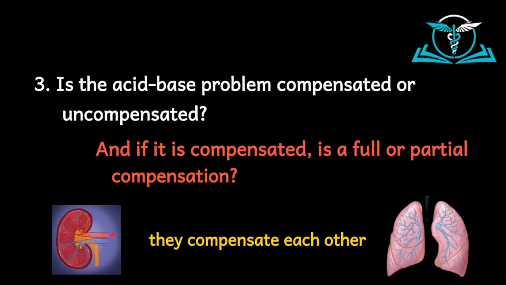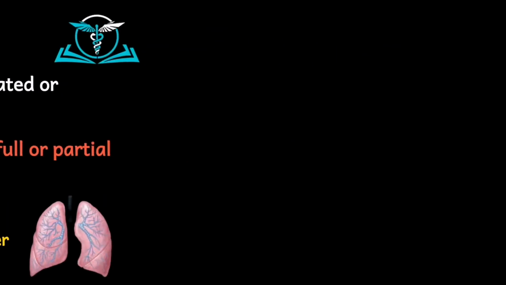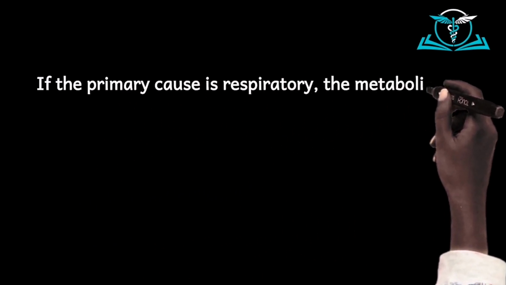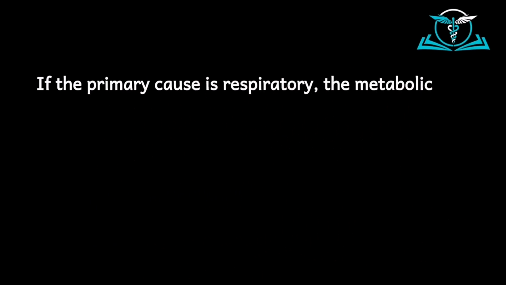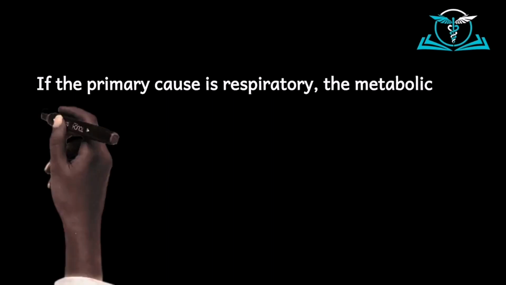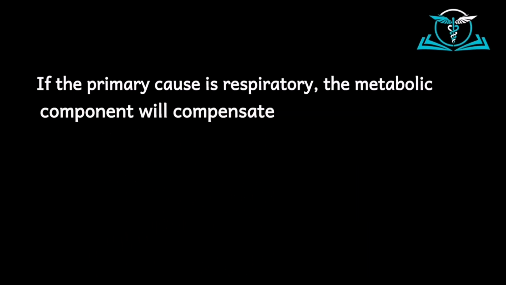And so note that if there is respiratory alkalosis, then the renal system should compensate. If there is metabolic alkalosis, then the respiratory system should compensate. And so what I want to say here is that these two systems compensate each other. To throw more light on this, if the primary cause of the acid-base problem is respiratory, then remember I said the metabolic component would compensate.